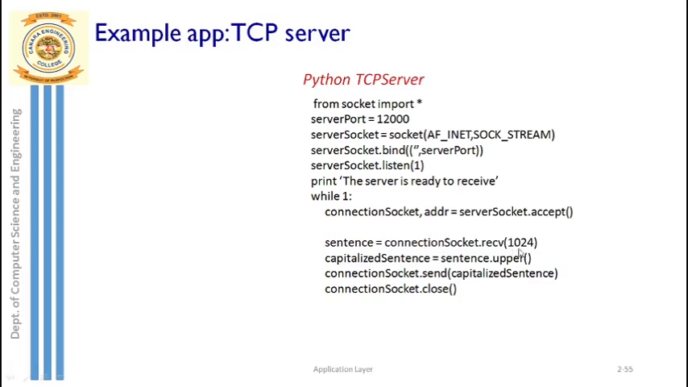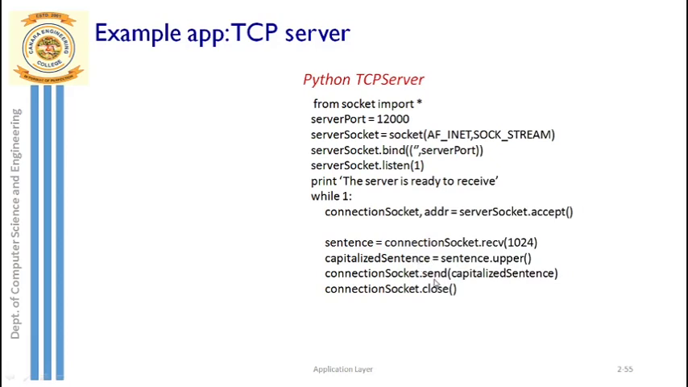This time what is the server reading? He is reading the input message that the client has sent, and that input message is the lowercase sentence. So that message, the lowercase sentence, is stored in the variable sentence. Now the server's job is to convert it into uppercase. So sentence dot upper is converting it into uppercase, storing it in a variable called capitalized sentence, and now the server's job is to send this capitalized sentence back to the client.